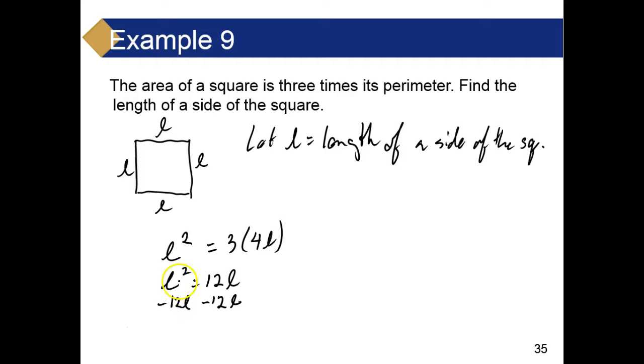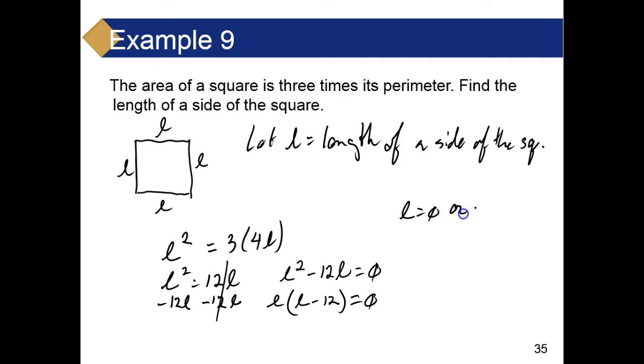What does the left-hand side become? L squared minus 12L, and the right-hand side becomes equals 0. Now what would you do? Yeah, factor out L. What's left? L minus 12, okay, is equal to 0. Now, what can we say about that equation? Either L is equal to 0 or L minus 12 is equal to 0.